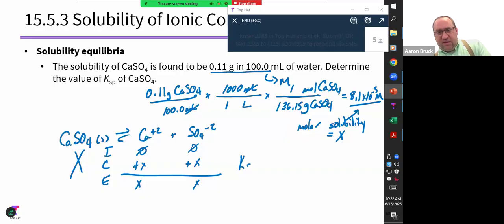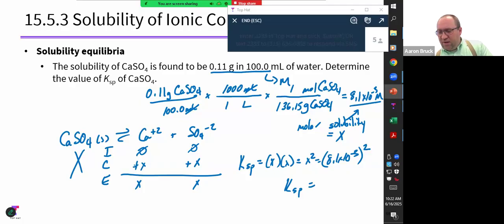But in this case, we can put the 8.1 times 10 to the negative third in for X, which is squared. So our KSP value is 8.1 times 10 to the negative third squared, which to 2 sig figs will be 6.6 times 10 to the negative fifth.